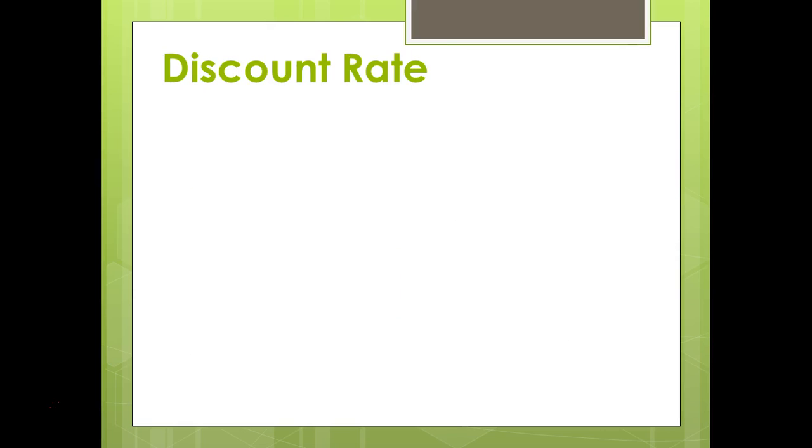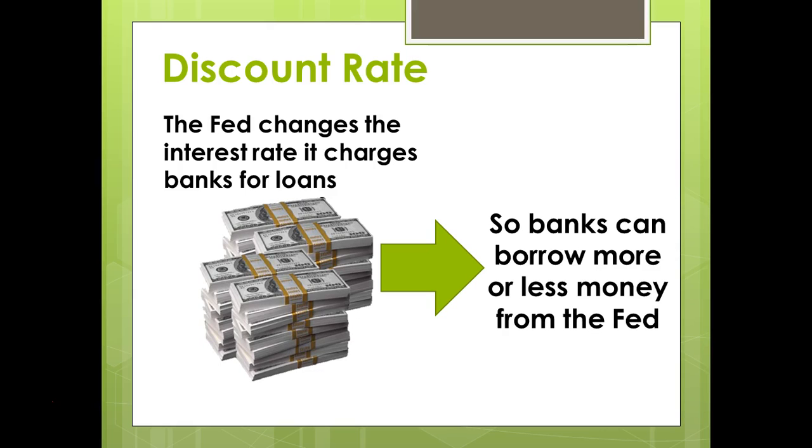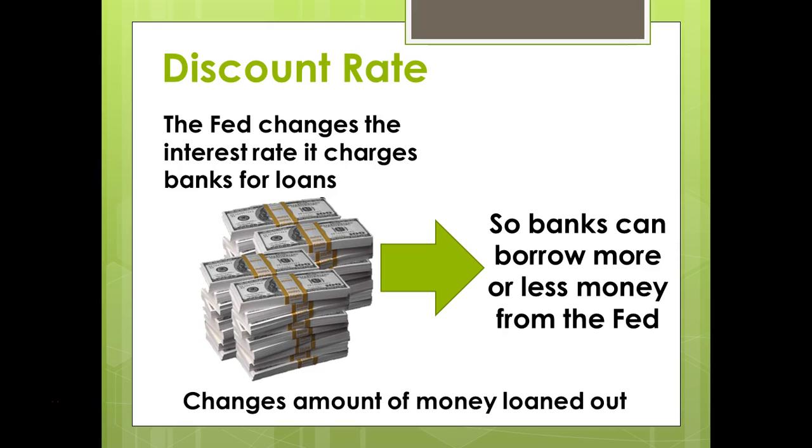The discount rate is when the Fed changes the interest rate it charges banks for loans directly from the Federal Reserve. So banks can borrow more or less money from the Fed, and that changes the amount of money that they're able to loan out to the public.